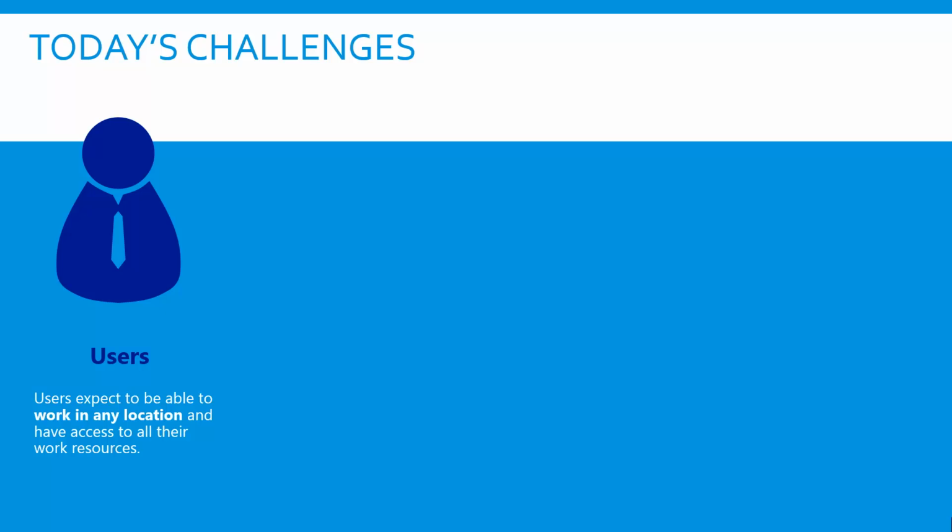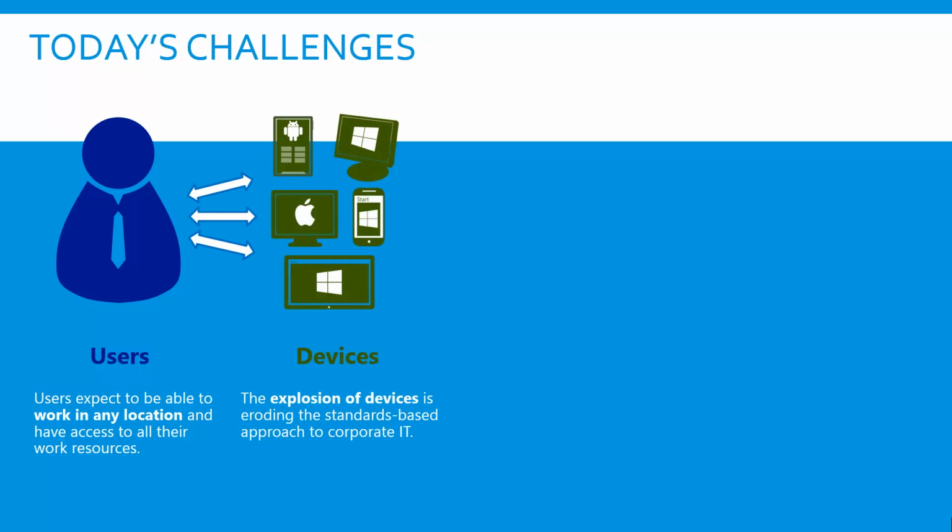Some of the challenges that we face are that our users, our customers, pretty much expect to be able to work in any location that fits their needs and still have access to all of the work resources they require to do their job. The biggest problem is they now expect to have this on any type of device that they feel is the best fit for their needs. Trouble is, this is starting to erode some of the approaches we have to how we deliver the standards of IT for our organisation.